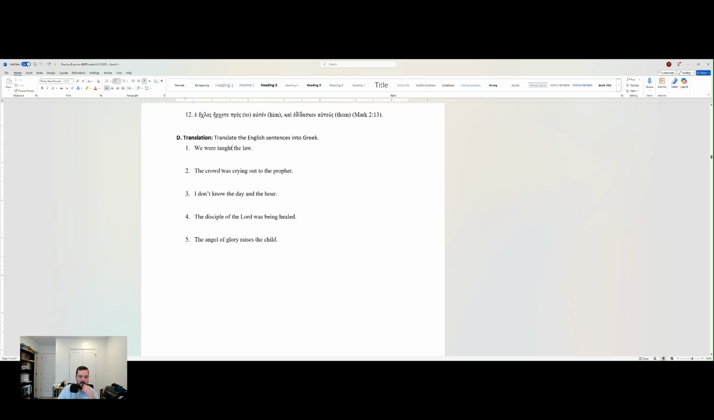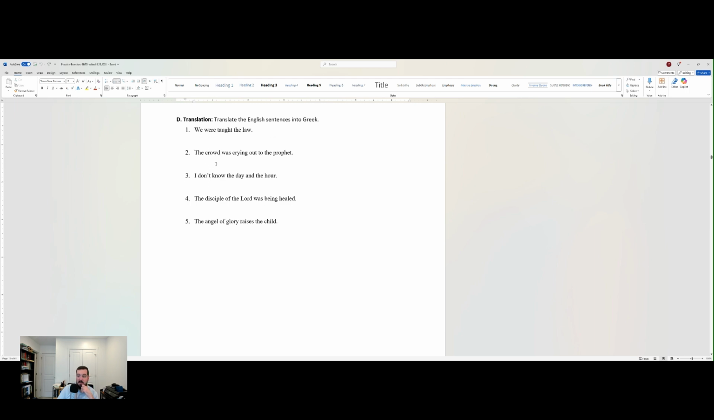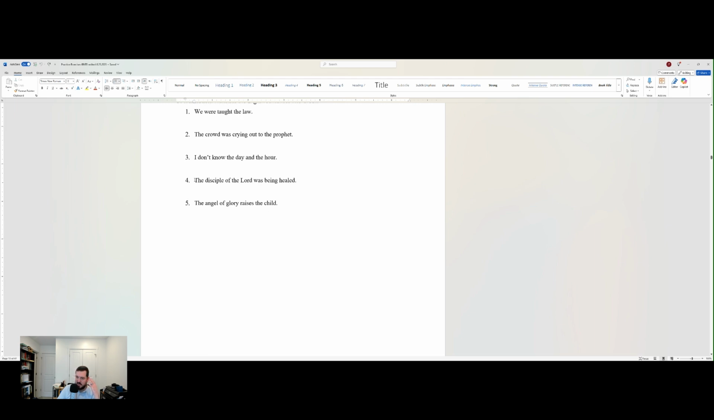So pretty straightforward. Again, we know it's past tense. We know it's going to be dative, to the prophet. We know it's going to be definite. We know it's going to be a singular verb because of the crowd. You get a lot of textual variance with items like this because there's a kind of logical plural, even though grammatically it's not plural.